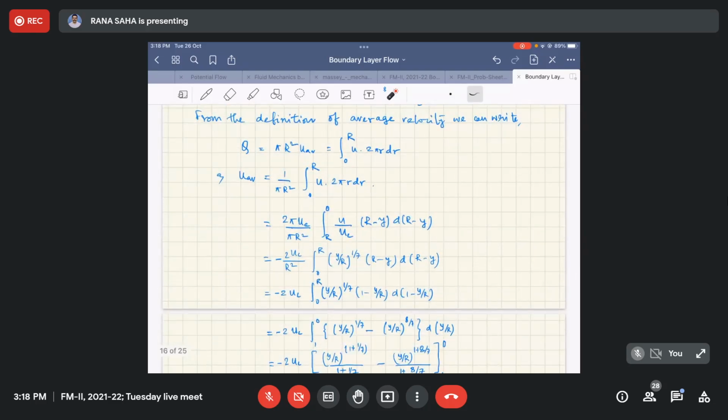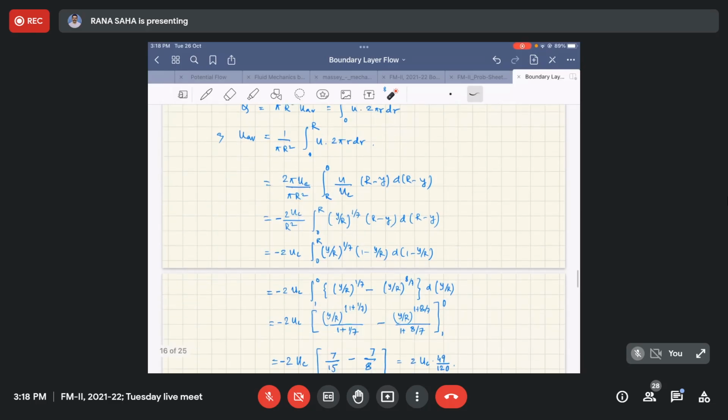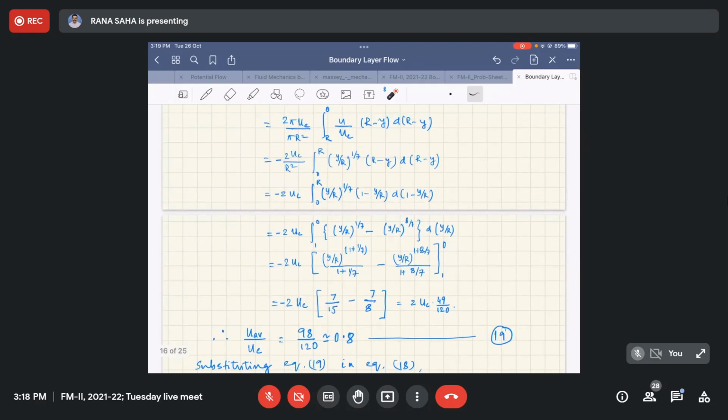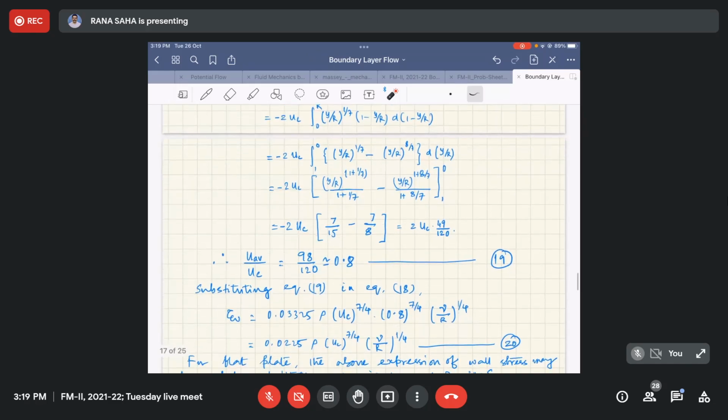So this actually leads to the change in the limit as well. One can observe. I think this is very straightforward, and you are well aware of this kind of exercise. So by doing a series of these changes and reorientation, as this is a definite integration, if you can do it properly, it gives you this twice UC 49 by 120.